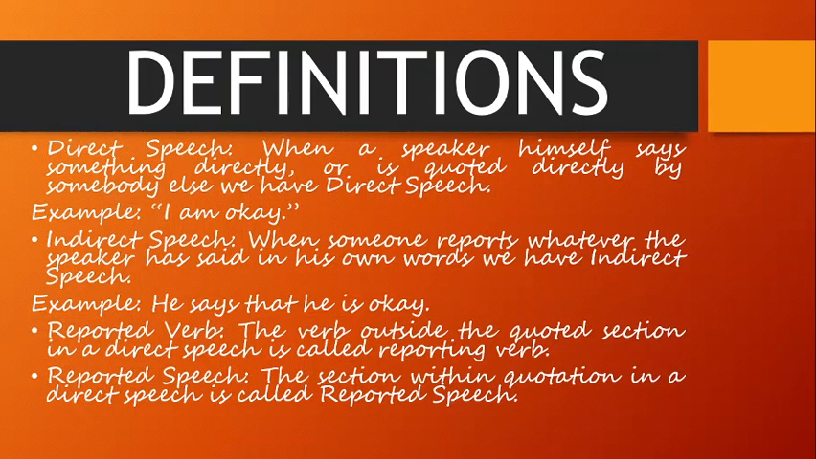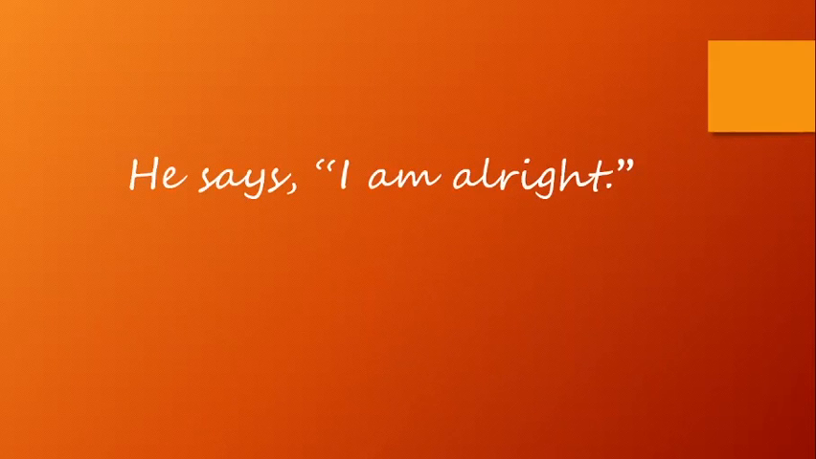So in the first example, "I am okay" is reported speech. Now let's have a diagram to help us understand these concepts better, their position and what they mean. Let's have a sentence first. He says, "I am all right." Here we have the subject he and a verb outside the quotation part, that is says. This particular verb is called the reporting verb. How this determines the tense in the indirect speech we will discuss afterwards, but just remember this verb outside the quoted portion is called the reporting verb.